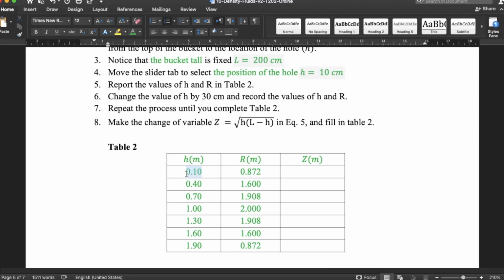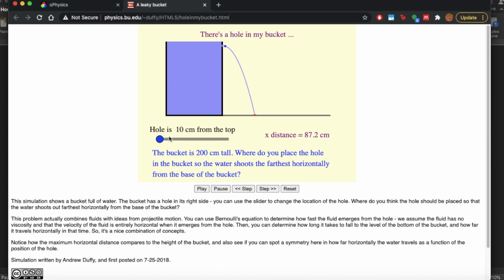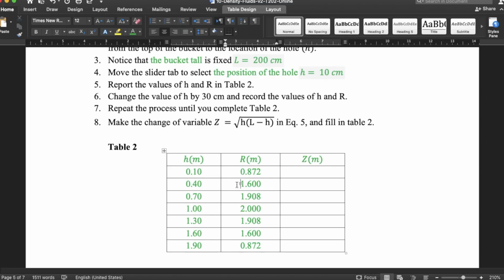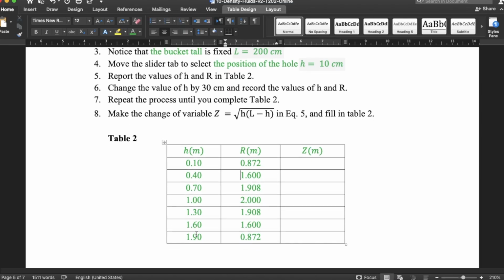So for 10 centimeters, we take it in meters, which is 0.1 meters, and the range is 0.872 meters. Then increase it by 30 centimeters to 40. The range is 160 centimeters, or 1.60 meters. Again, do the same for the rest of the heights.